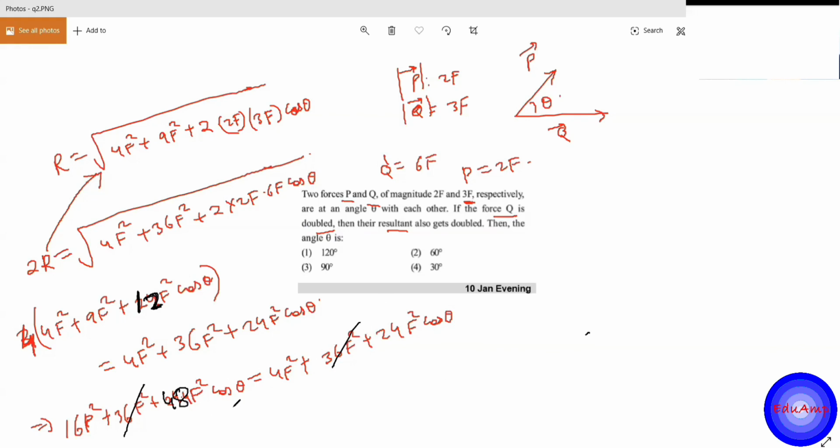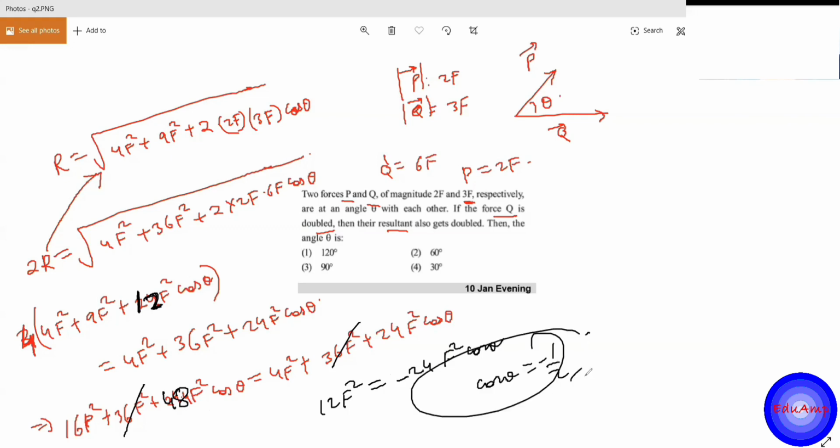Okay, so 12F square is equal to minus 24F square cos theta. So this will give you cos theta as minus half, correct? Okay, fine. Straight away application of the formula. Okay, second question of JEE Mains, using this formula only. Fine.